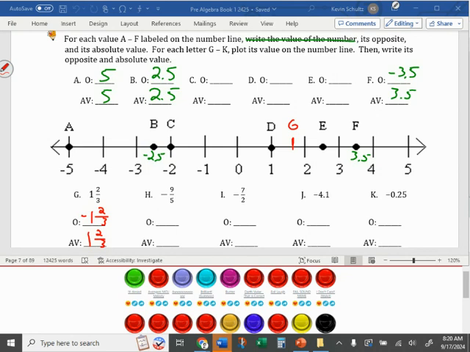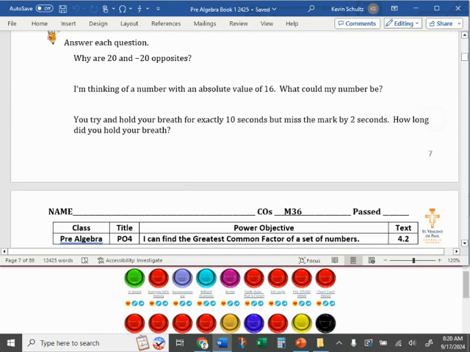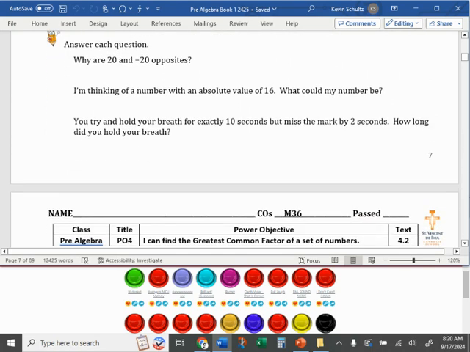Questions on what you're being asked to do here? No? We're feeling confident enough to try some on our own? Okay? So remember those definitions, okay? The distance of something away from 0, and then opposite. Then the bottom 3 questions here. Why are 20 and -20 opposites? So really diving into that definition of what opposite means. I'm thinking of a number with an absolute value of 16. What could my number be?